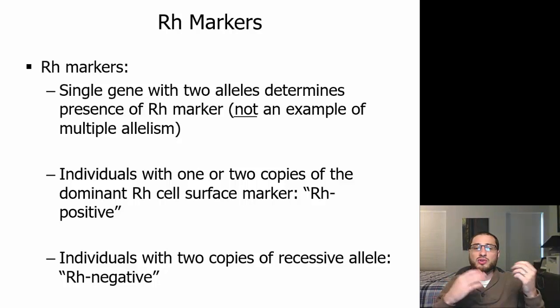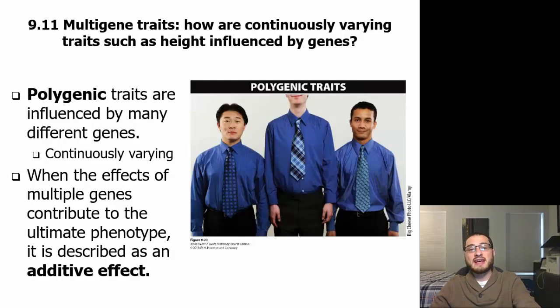But individuals with 1 or 2 copies of the dominant RH cell marker are going to be RH positive, and the ones that don't have any, who have their recessive allele, are going to be RH negative. Now, multi-gene traits: how are continuously varying traits such as height influenced by genes? With people, it's not like you're either 5 foot or you're 7 foot. There are so many variations in between, and we consider these polygenic traits, influenced by many different genes.